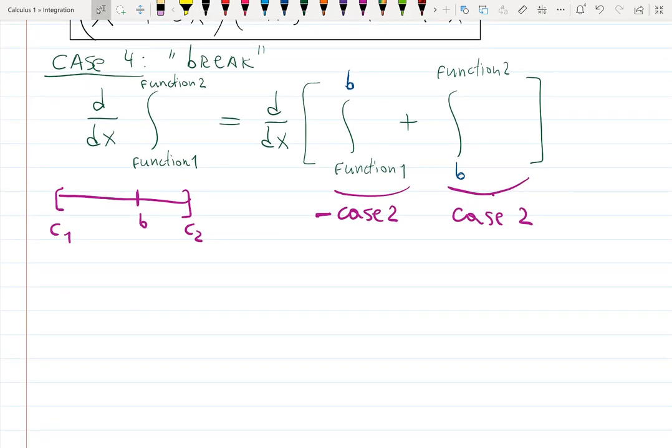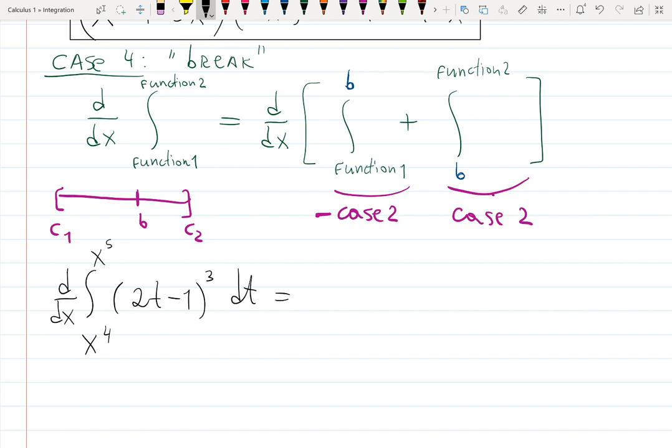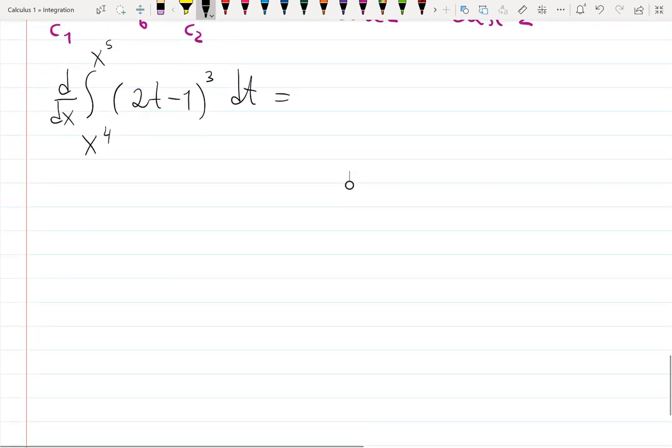Make sense? Let me show you. Example will look like this. I have a pretty cool example over here. D over dx from x to the 4 to x to the 5 of 2t minus 1 cubed dt. Okay, I know it looks crazy, but let's do it carefully step by step. And basically this example accumulates everything we just learned.